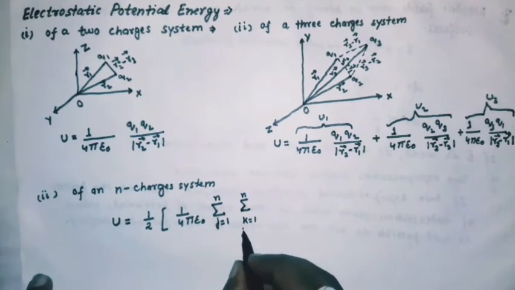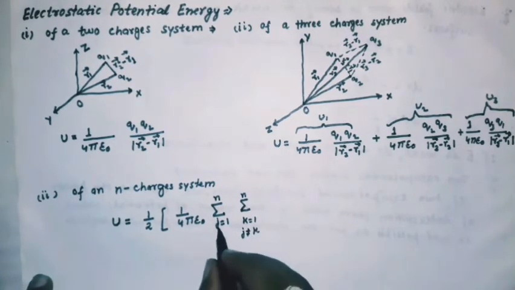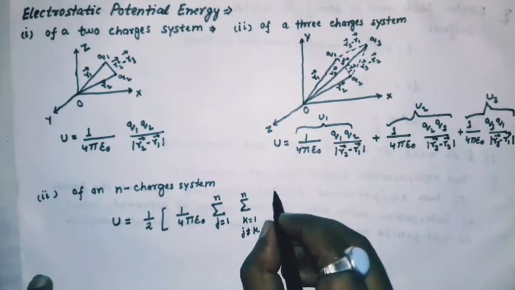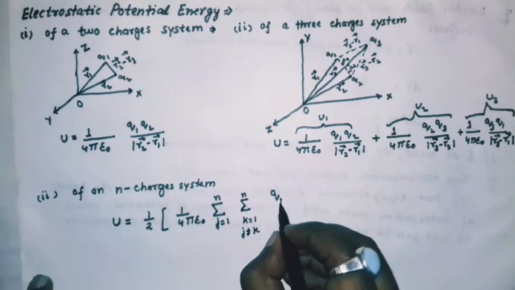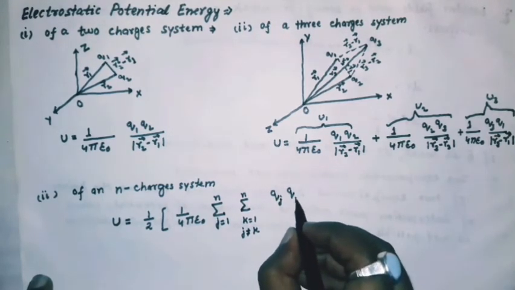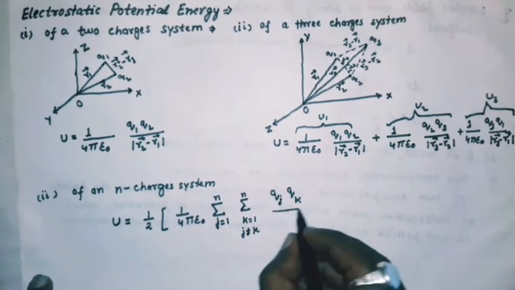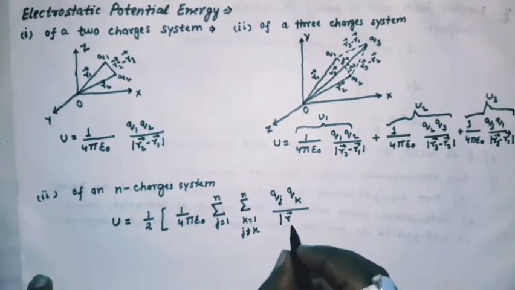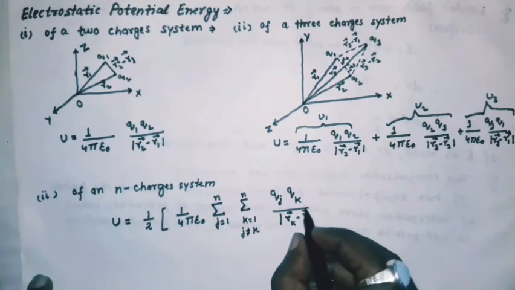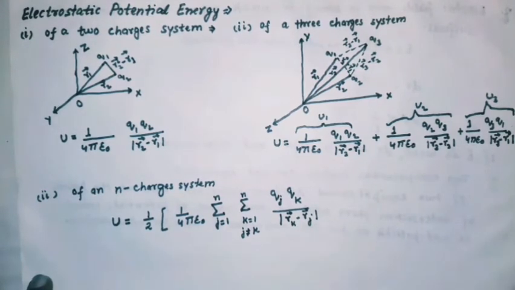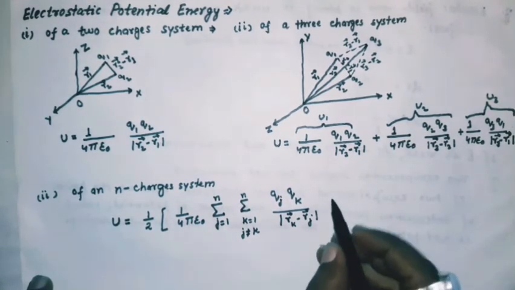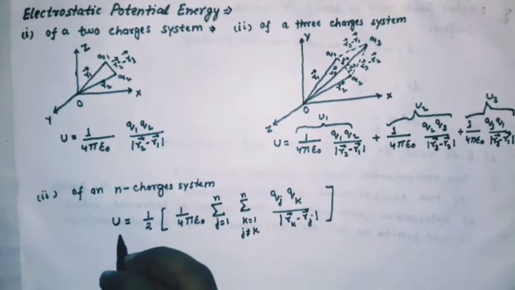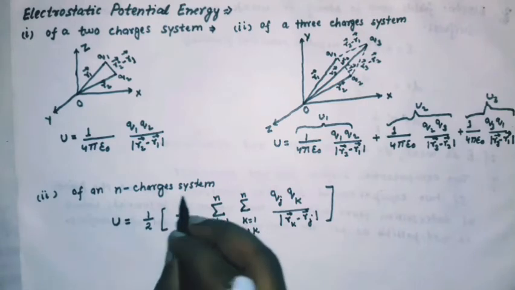where j is not equal to k, that is, both variables j and k are not equal to each other. This will be equal to qj times qk divided by the magnitude of rk minus rj. This will be the complete formula to calculate the electrostatic potential energy for an n charges system.